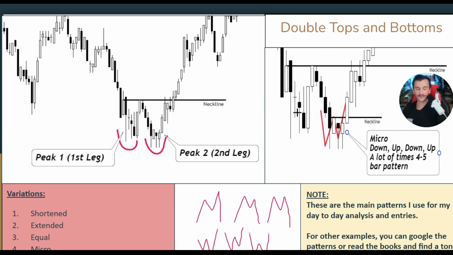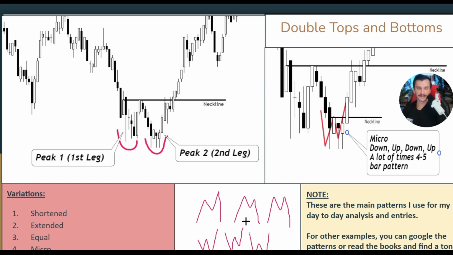Whenever you have this 4 or 5 bar pattern where you have a down bar, an up bar, a down bar, and then an up bar, this creates sort of this little W appearance over here. And if you look at a line chart, you'll see it even better. And I have the different variations of these M's and W's listed down below. You have the shortened, the extended, the equal, and the micro. This one that I just described here would be considered the micro.